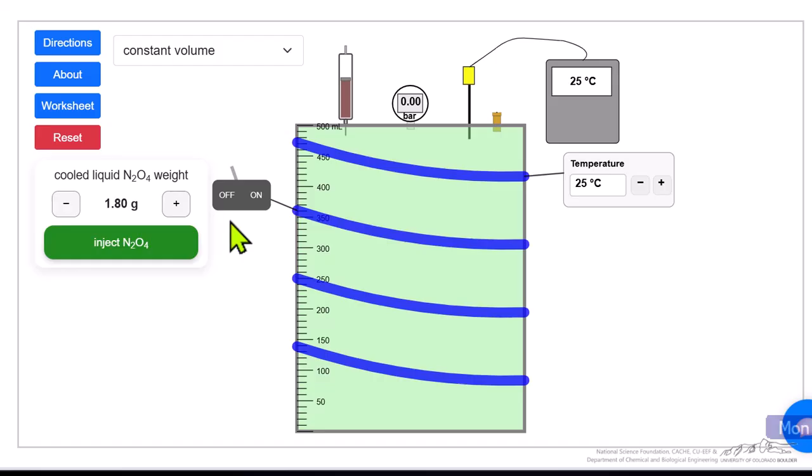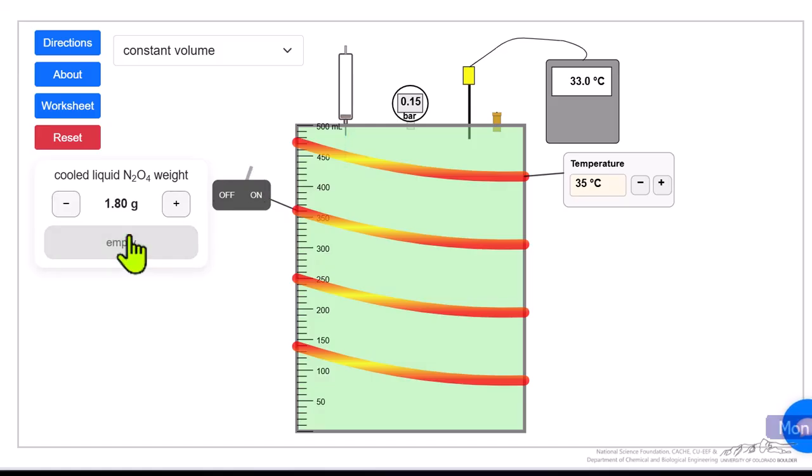Let's look at the constant volume case. We can turn on the heater and we can raise the temperature. We're going to do it at 35, so the system heats up. We can inject the N2O4, which is a liquid at room temperature and reasonable pressure. And the system is getting up to temperature, and then it'll get to its equilibrium pressure.